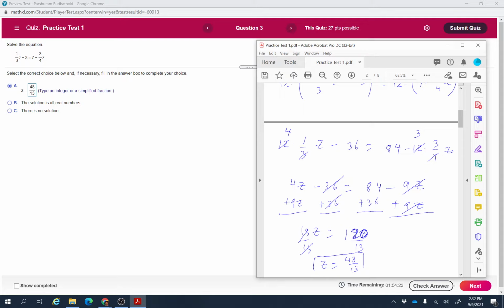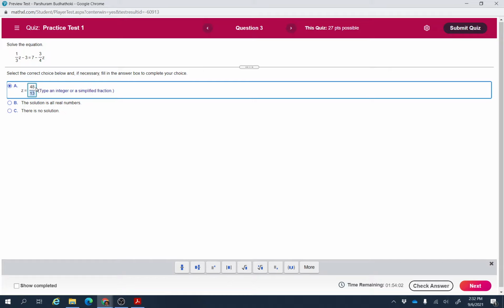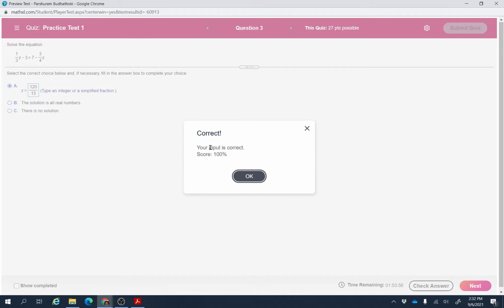right? 120. So similarly, there is a 9z, so I'm adding 9z, so that will be 13. So 120 divided by 13, right? Okay, your input is correct.